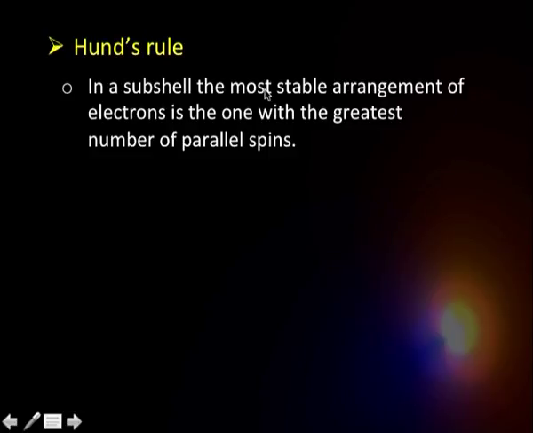Let us move further and talk about the third rule, which is called Hund's rule. What does it say? It says that in a subshell, the most stable arrangement of electrons is the one with the greatest number of parallel spins. Again, a very simple rule which you are familiar with.